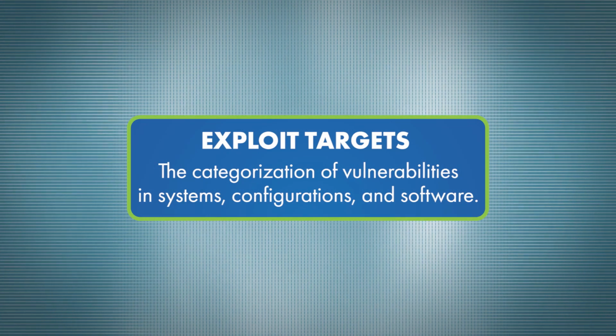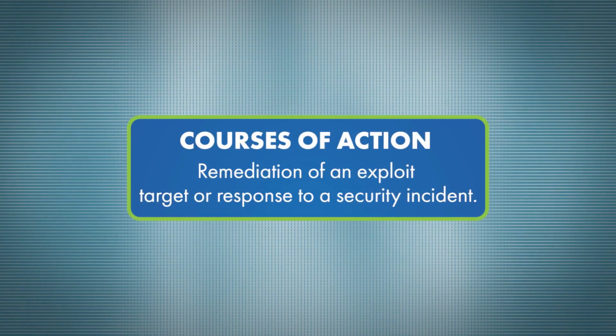Exploit targets refer to the categorization of vulnerabilities in systems, configurations, and software. These are the targets of threat actors. Courses of action, or COA, basically refers to remediation of an exploit target or response to a security incident. COA describes specific preventative or corrective measures to attend to exploit targets or mitigate potential consequences of incidents. Data markings. STIX does not insist on a single approach to data marking, but allows for flexibility in 2 ways. The data marking structure accommodates independent specification of incidents and the use of different marking schemes.